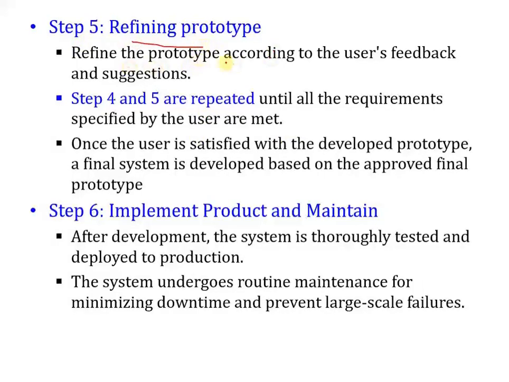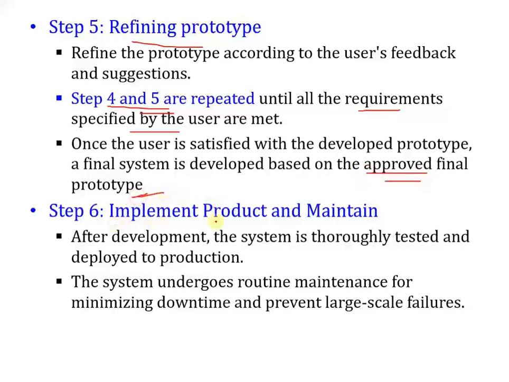So we will be refining the prototype according to the user's feedback and suggestions obtained in the previous phase. These steps, user evaluation and refining the prototype, steps 4 and 5, will be repeated until all the requirements specified by the user are met in the prototype. The prototype has to satisfy all the user requirements given by the end user or the client side. Once the user is satisfied with the developed prototype, the final system development will be done, based on the approved final prototype only.